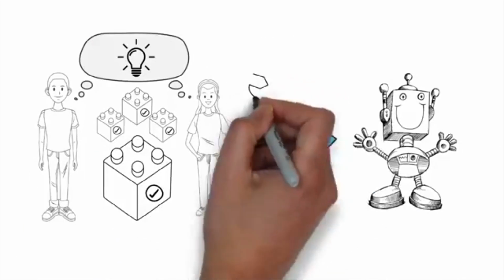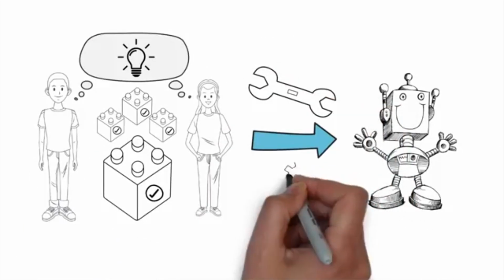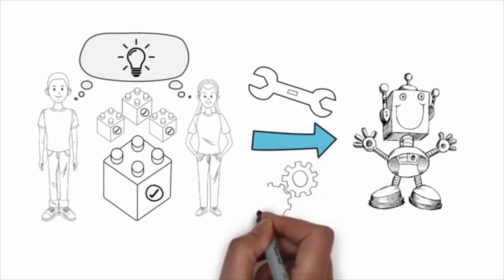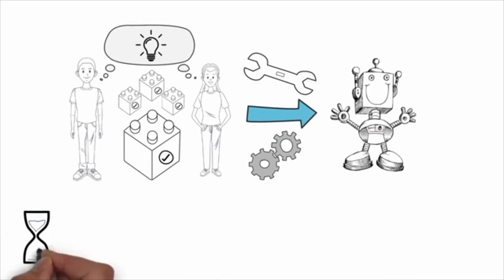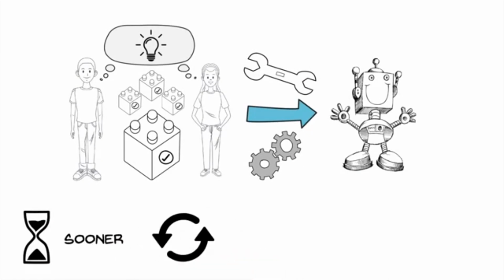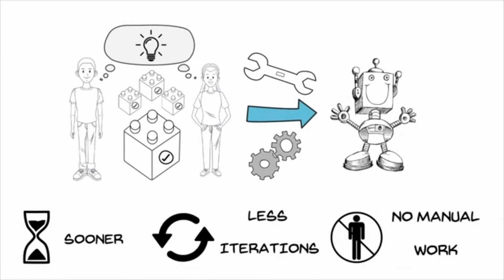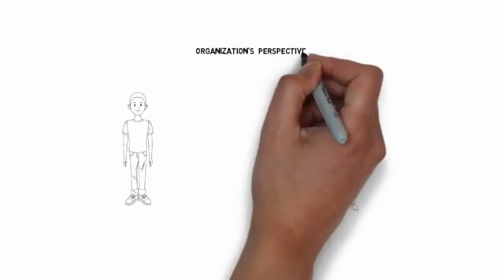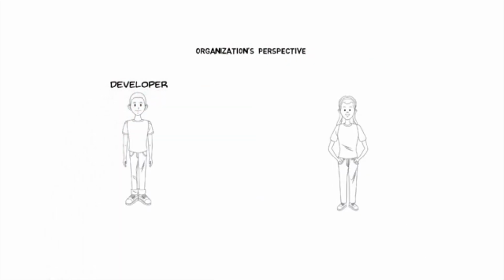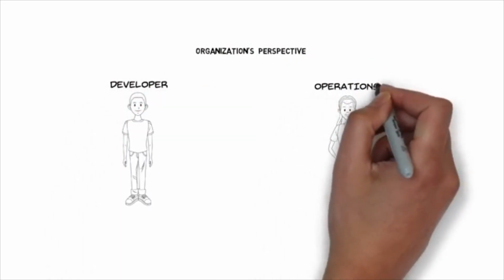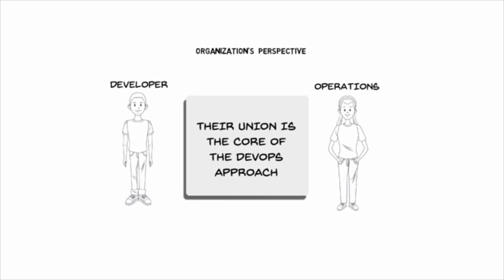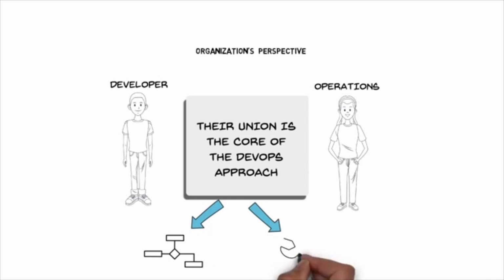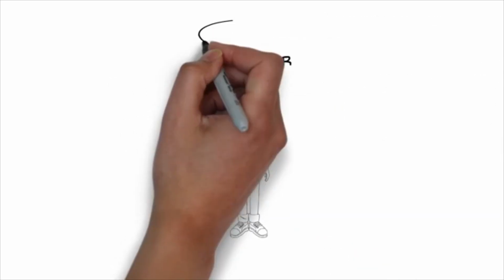To further speed up the process, they use several tools which can automate every stage. This means that the robot is now ready sooner, with less iterations and manual work. From an organization perspective, Tim would be the developer, while Mia, the operations. Their union is the core of the DevOps approach. DevOps has several stages and set of tools to automate each of these stages. Let's have a look at these.